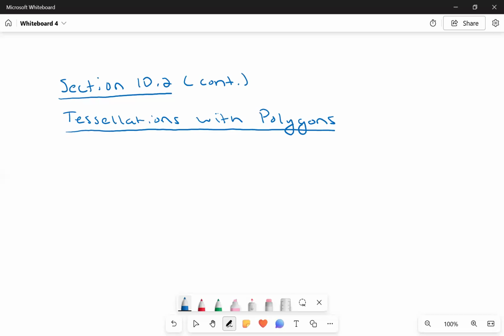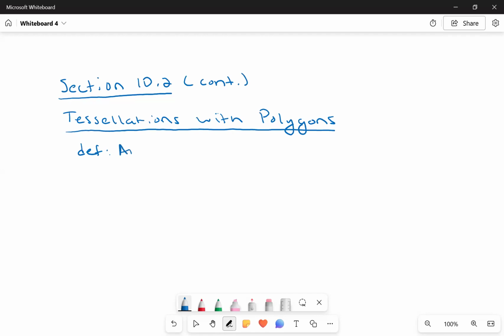In this video, we're going to continue section 10.2, and now we're going to be looking at tessellations with polygons. A tessellation is basically a geometric pattern with polygons that completely covers a region. Think of those bathroom floors that people are always doing with all the little hexagon shapes. Those are tessellations. So let me go ahead and actually define it using mathematical terms.